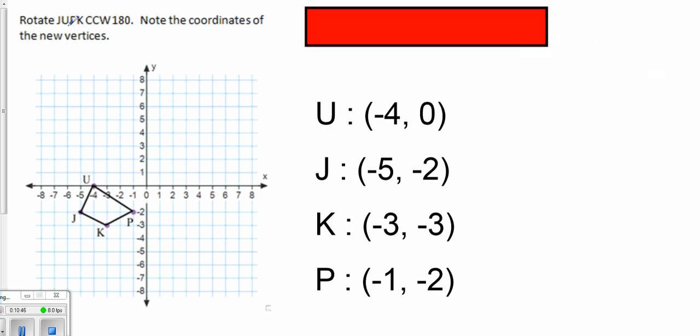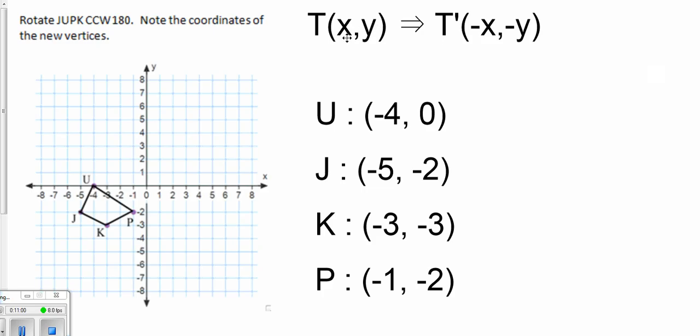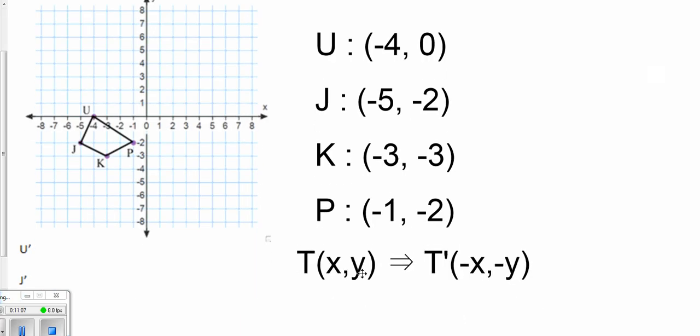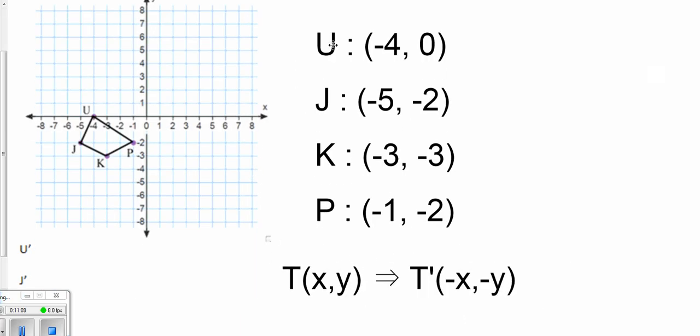Let's do that again though. We've got this figure J, U, P, K, and we're rotating it counterclockwise 180 degrees. Note the coordinates of the new vertices. Well, again, this is going to be T of xy becomes T prime would be negative x, negative y. That's our rule for each of these spots. So if U was at negative 4, 0, J was at negative 5, negative 2, K was at negative 3, negative 3, and P was at negative 1, negative 2.